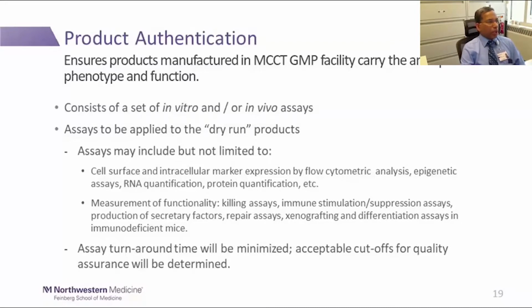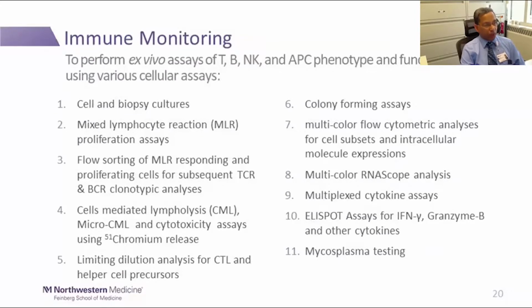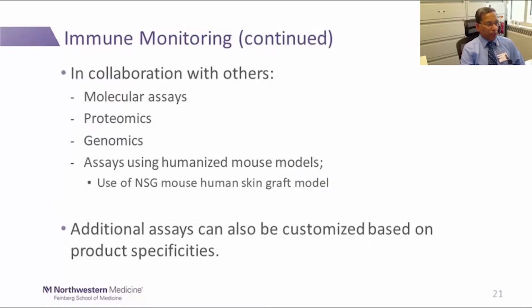Then also we can provide immune monitoring assays of the patients or the subjects after the treatment or serially during the treatment. And this slide shows some of the cellular assays that are currently available in the immune monitoring core. Also, we can develop additional assays if need be, as well as we can provide molecular, proteomic, and genomic, as well as animal study models in collaboration with other Northwestern cores.